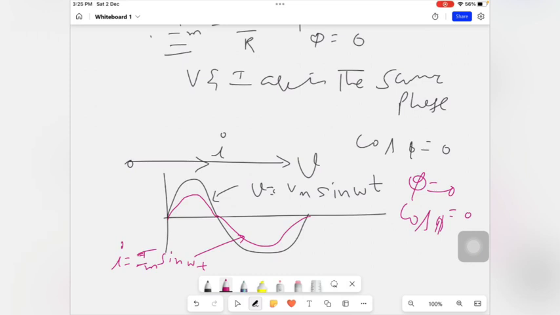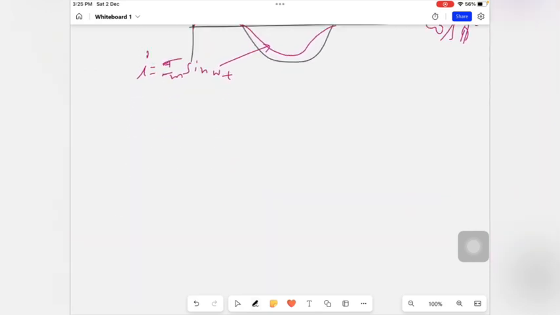Now this is the voltage and current waveform. Now we have one more parameter, that is power. What is the effect on power when an AC circuit contains a pure resistance? Now we can see the effect of power.